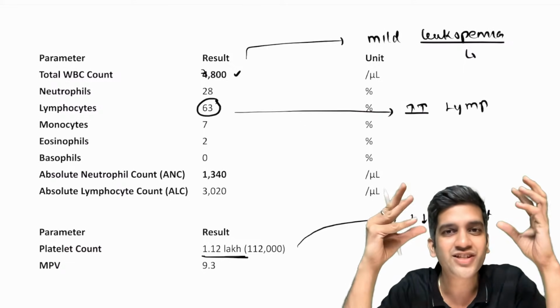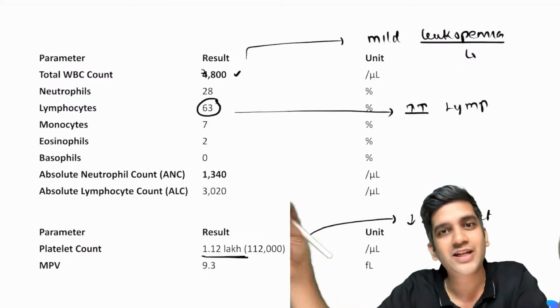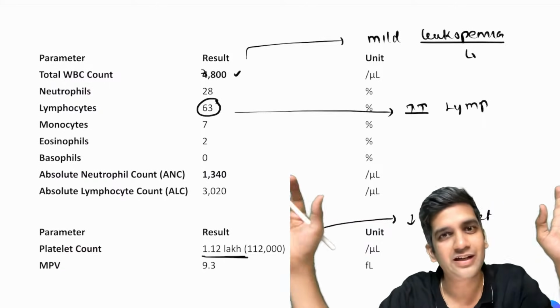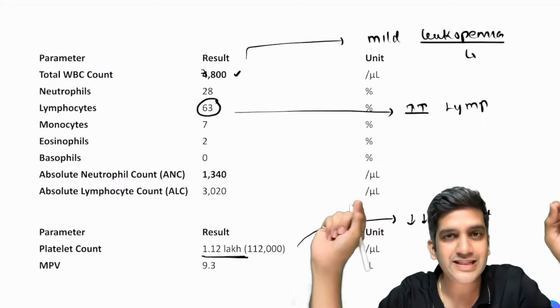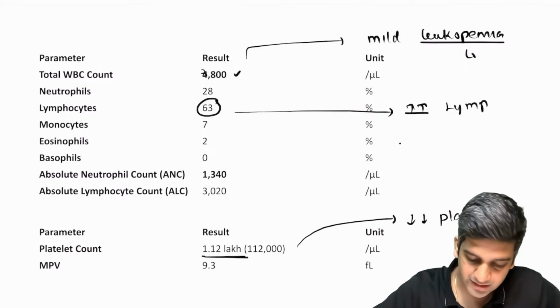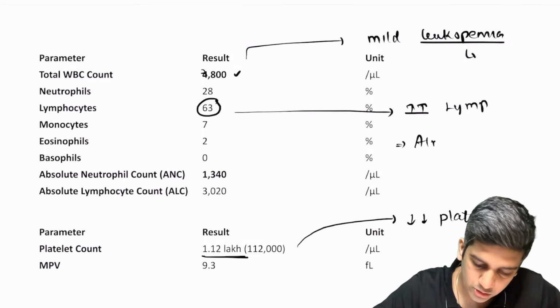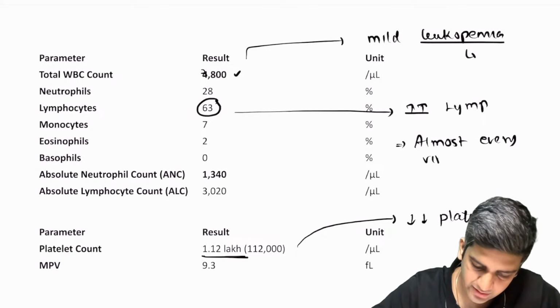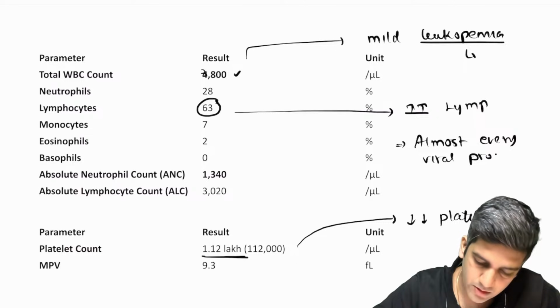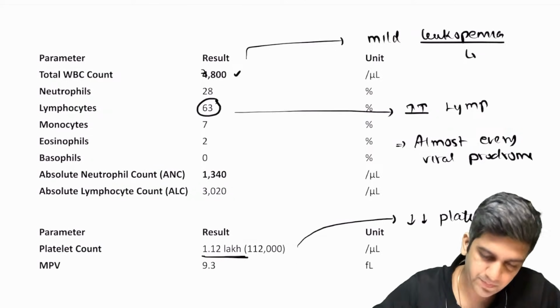Every single university exam paper will have this question: dengue fever, low platelet. Viral infection, dengue fever. Right? I am not denying that. Please remember, this picture can be seen for almost every viral prodrome. Prodrome means the initial symptoms.